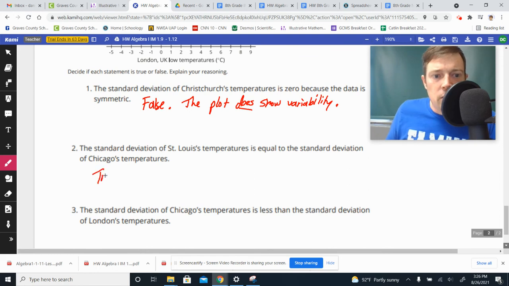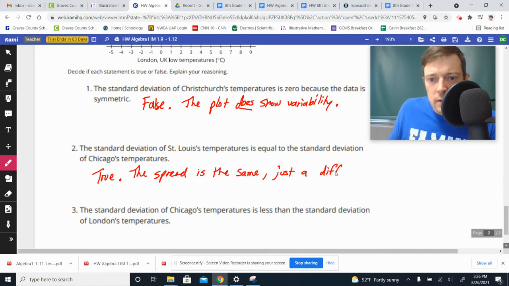And we need an explanation here. Why is this true? All right, it's true because the spread is the same, just a different mean or median. So the spread is still the same. How the graph is spread out, it's just over a different number. So that's not going to affect the spread. The spread represents the standard deviation, variability. All right, let's move on.